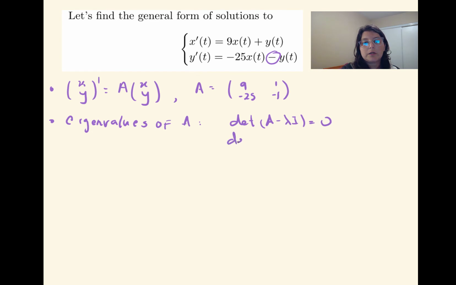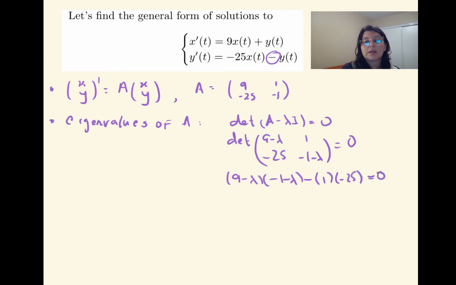So here we want the determinant of the matrix A minus lambda I. So we take lambda from the diagonal entry. So we have 9 minus lambda, 1, then minus 25 and minus 1 minus lambda to be 0. And for a 2 by 2 matrix, we have that the determinant is the product of entries on the diagonal minus the product of remaining entries. So we have, in this case, 9 minus lambda times minus 1 minus lambda, take away 1 times minus 25.